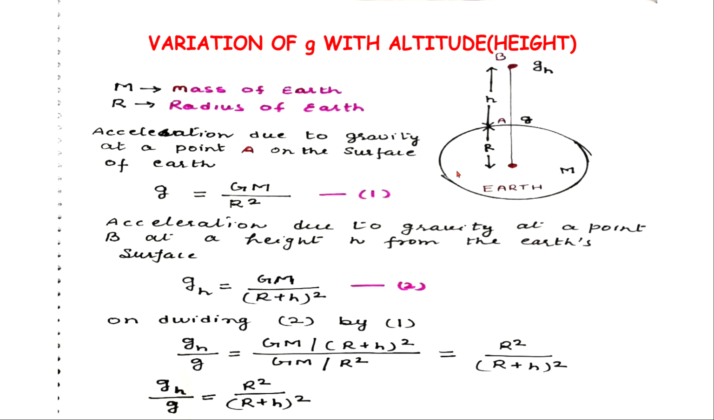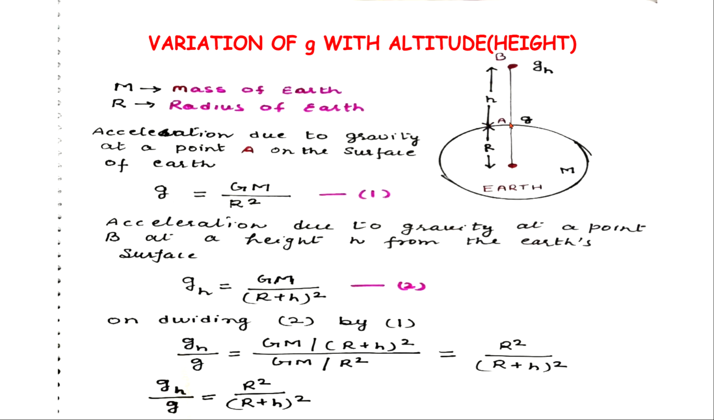So here I have taken the diagram in which this is the sphere. Consider a sphere as the earth, having the center and the mass capital M. Capital R is the radius of the earth from its center to the earth's surface. And here I have considered an object which is placed at a certain height above the surface of the earth. So this is the height of the object from the surface of the earth.